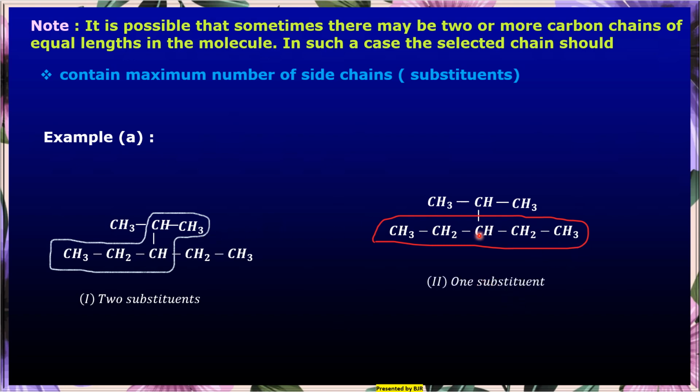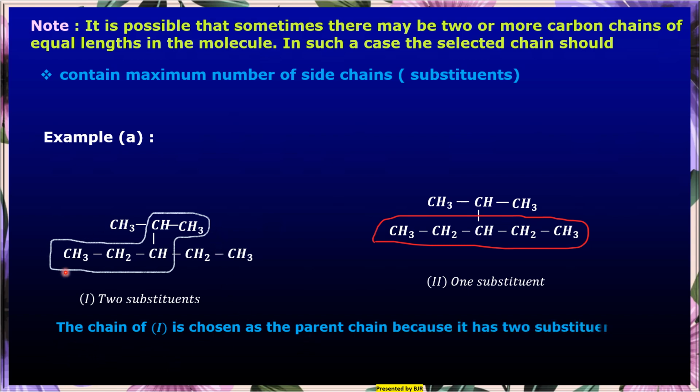So in both cases, 2 carbon chains are having the same length of 5 carbon atoms. In this case, 2 substituents are there, but in this case, only one substituent is there. And in this type of situation, we have to select the carbon chain containing the maximum number of side chains. That means between these two, we have to choose this as the parent chain. Okay. So this is the correct selection of parent chain, whereas this one is the wrong selection.